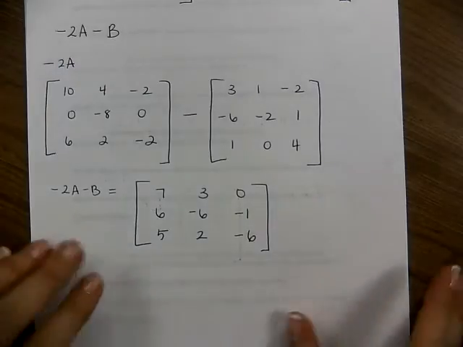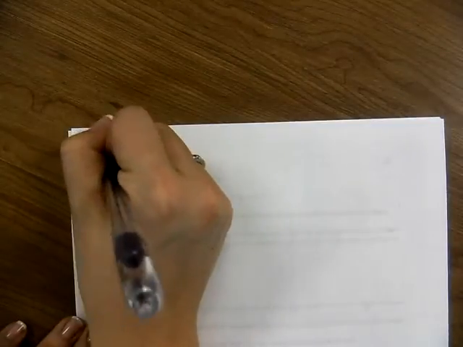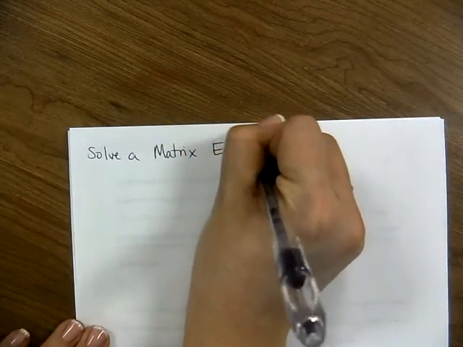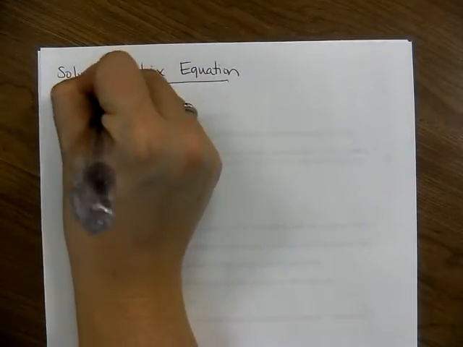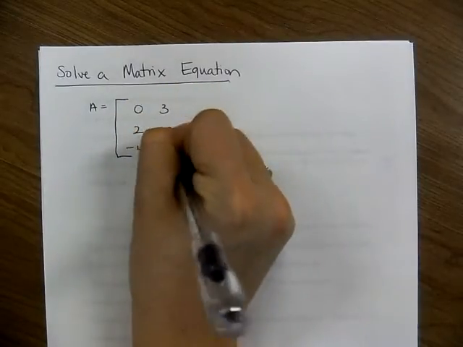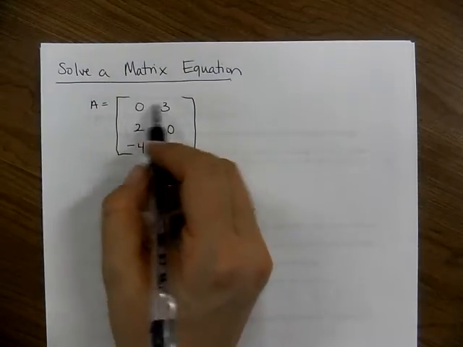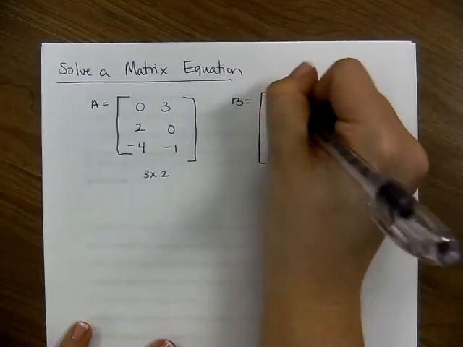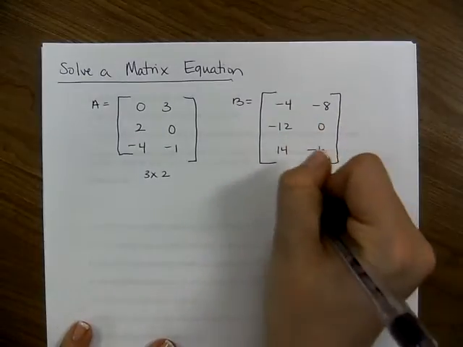Okay. All right, the next thing we're going to do is solve a matrix equation. Sounds complicated. Let's say we were given these two matrices. A is going to be a 3 by 2: 0, 3, 2, 0, negative 4, negative 1. Everybody agree this is a 3 by 2? 3 rows by 2 columns. Matrix B is also a 3 by 2. It's negative 4, negative 8, negative 12, 0, 14, negative 6.